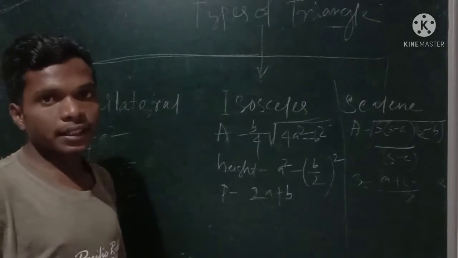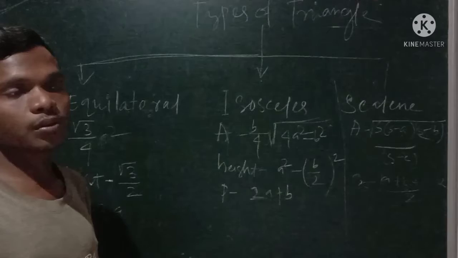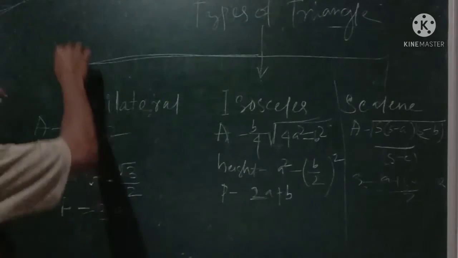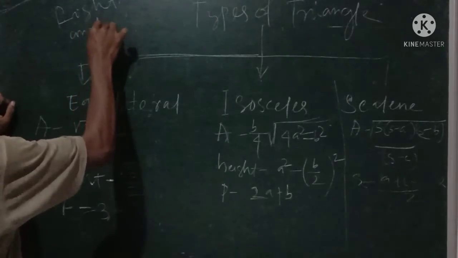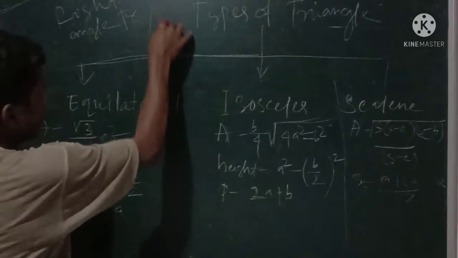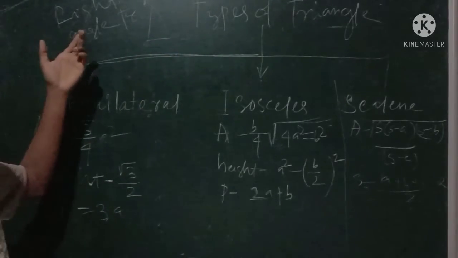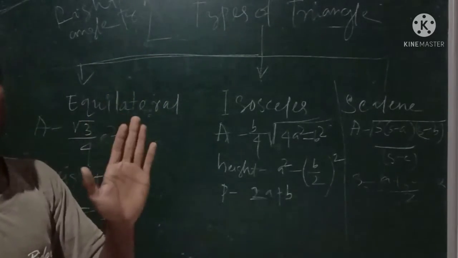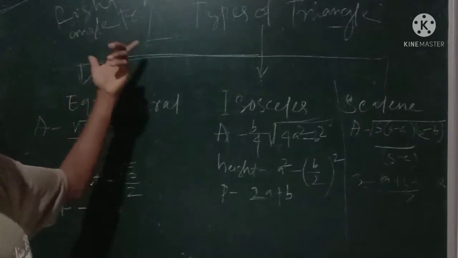Next, the right angle triangle. In Odia we call it Samukhan Tribhuj. Like this, triangle ABC. What is the right angle triangle? A triangle which has one 90 degree angle, we call a right angle triangle.